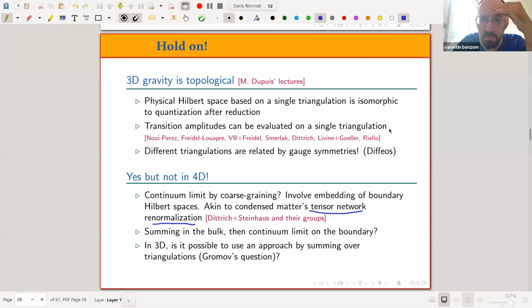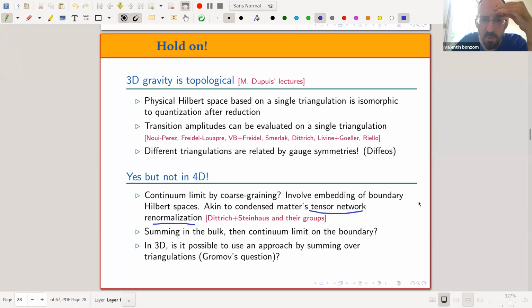If some people in the audience know of people that deserve to be cited, and I forgot, you can just write in the chat.